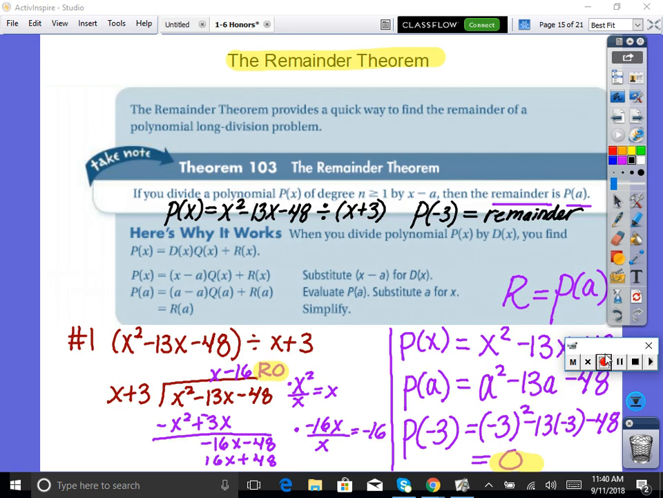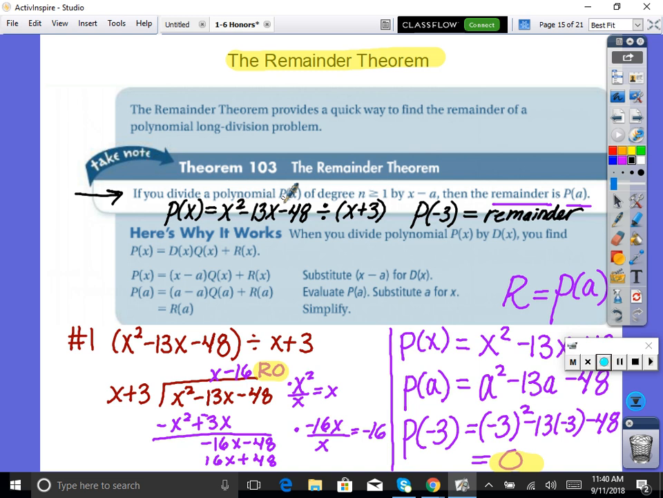So what this says is, the remainder theorem provides us a quick way to find the remainder of a polynomial long division problem. So, why would it be useful to know the remainder? So that we know if something's a solution or factor. So this is another quick way to find out what the remainder is. So here's what the remainder theorem says. And then I'm going to try to make more sense of it right here.